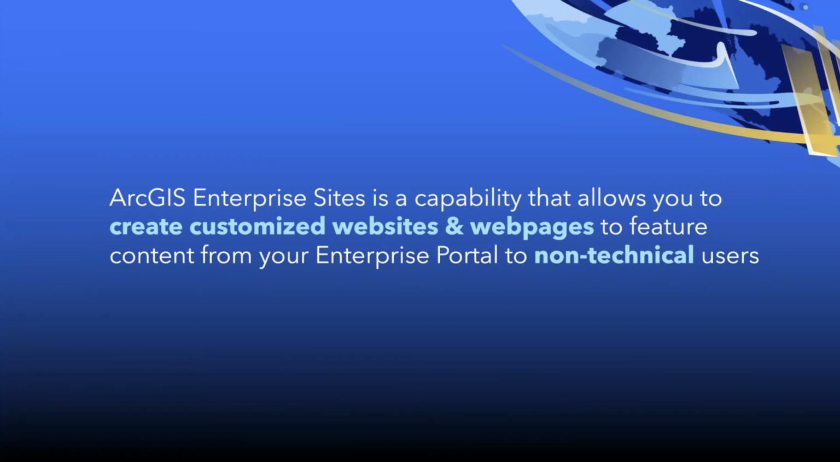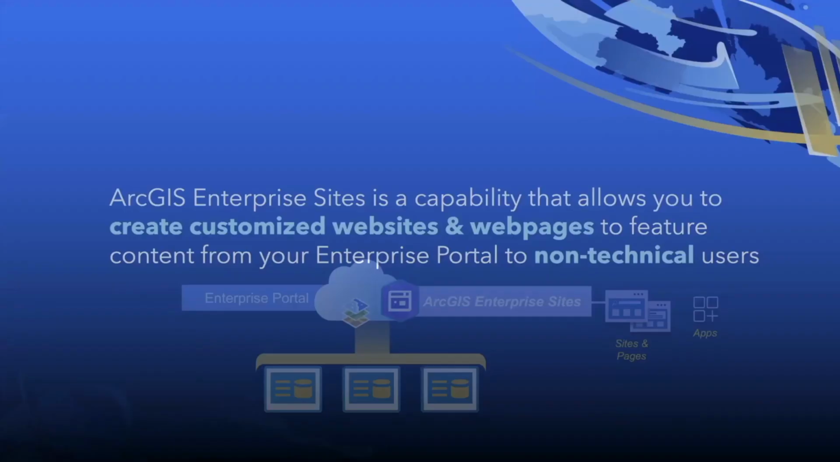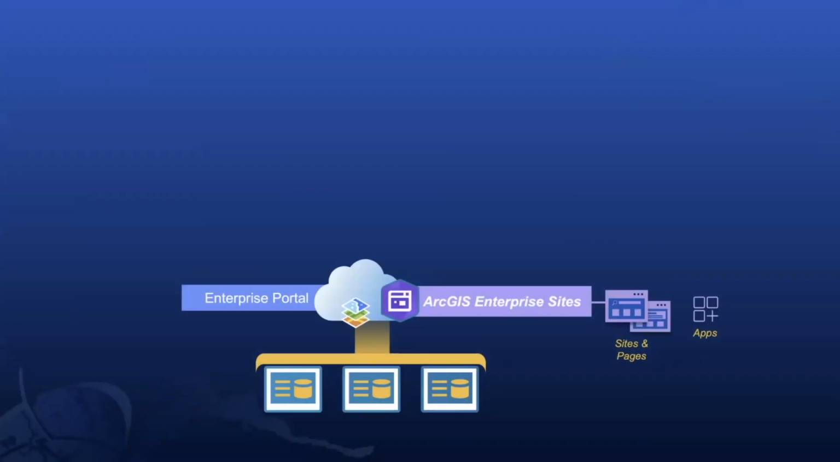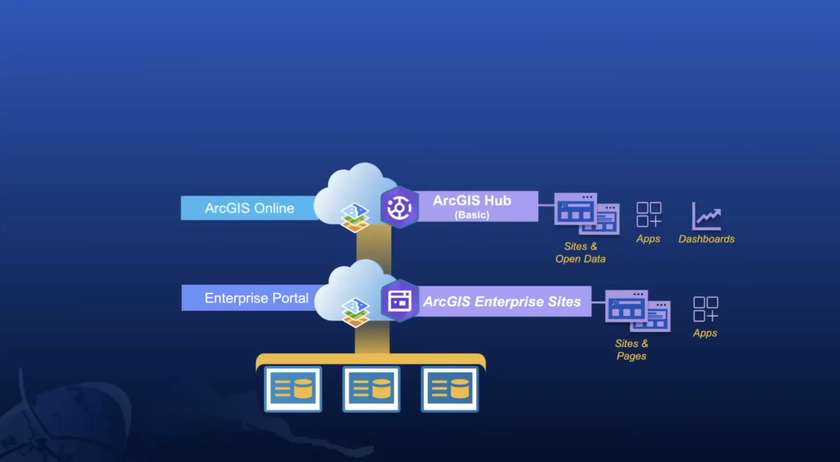And the purpose of these is to feature content from your enterprise portal to non-technical users. It's a part of your enterprise portal, and it makes these two item types. It's also worth mentioning that there is a similar functionality within Hub in ArcGIS Online, and the website tech is very similar between the two of them.